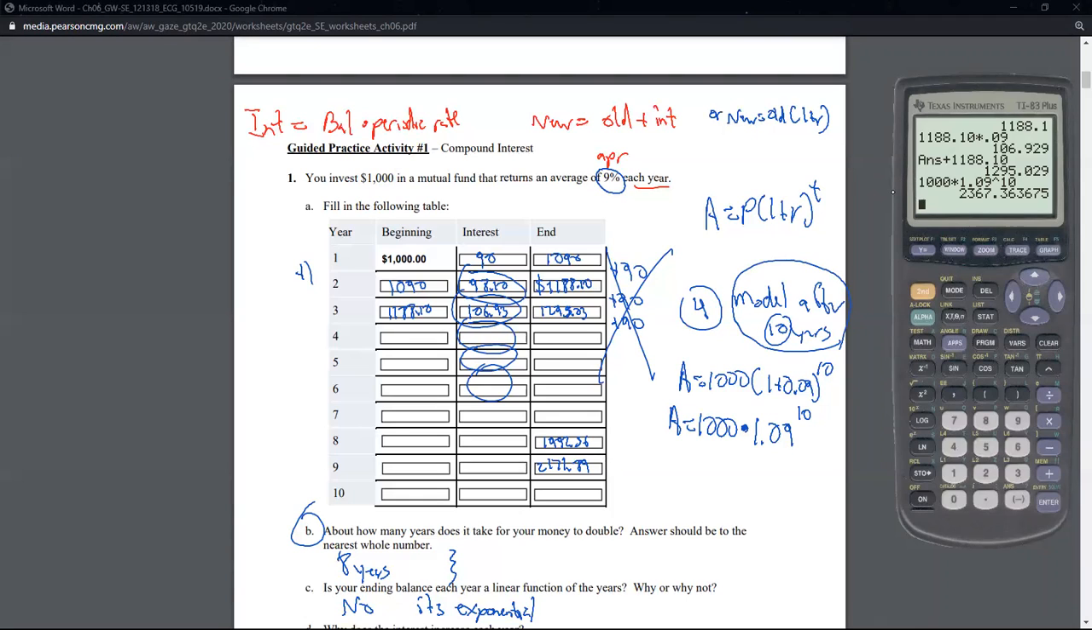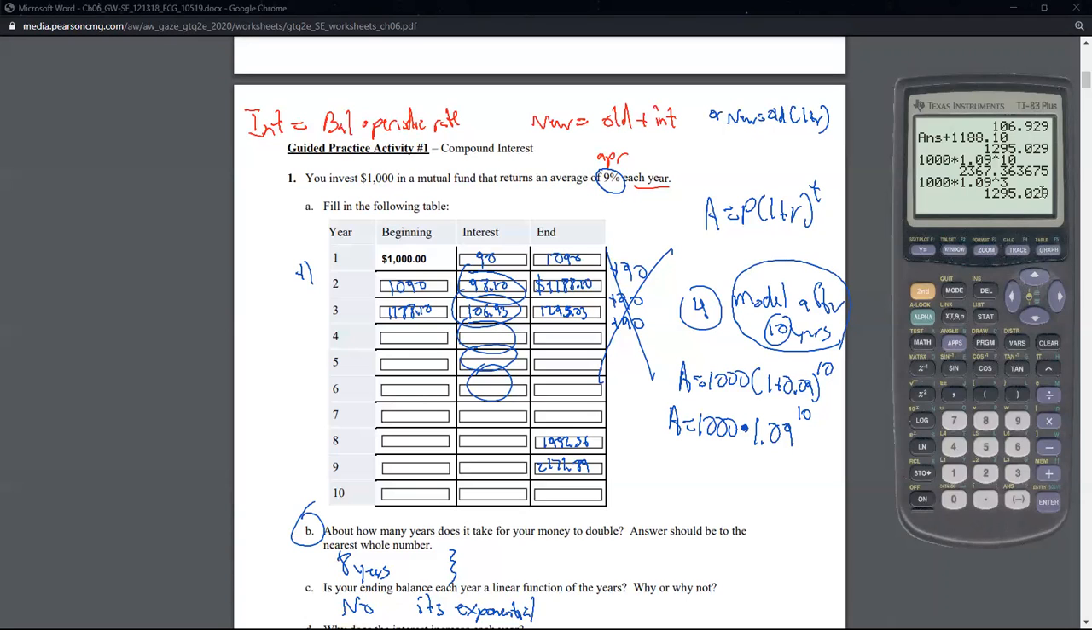Now, maybe you don't trust this formula. Well, we did show it iteratively for years 1, 2, and 3. So let's see if we can confirm year 3's amount. That just means change the exponent to a 3. So 1,000 times 1.09 raised to the 3rd power, and we get 1295.03. Look at that, 1295.03. So this formula does, in fact, work.